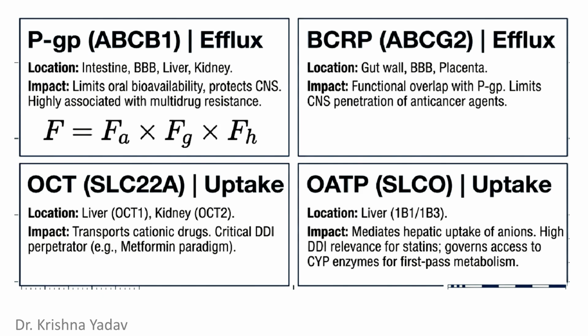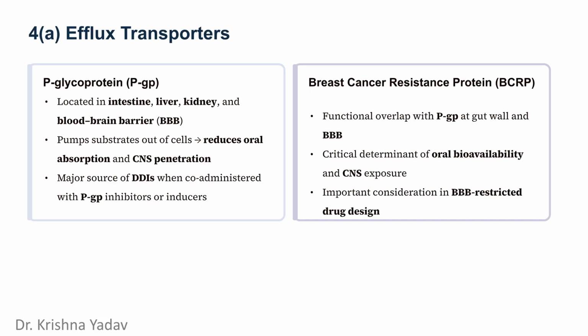Key transporters include PGP and BCRP for efflux, limiting oral bioavailability and CNS penetration. OCT and OATP are uptake transporters in the liver and kidney, mediating cationic and anionic drug transport, respectively, and are important in drug-drug interactions. P-glycoprotein, or PGP, is found in the intestine, liver, kidney, and BBB. It pumps substrates out of cells, reducing oral absorption and CNS penetration. BCRP shares functional overlap with PGP and is a critical determinant of oral bioavailability and CNS exposure.